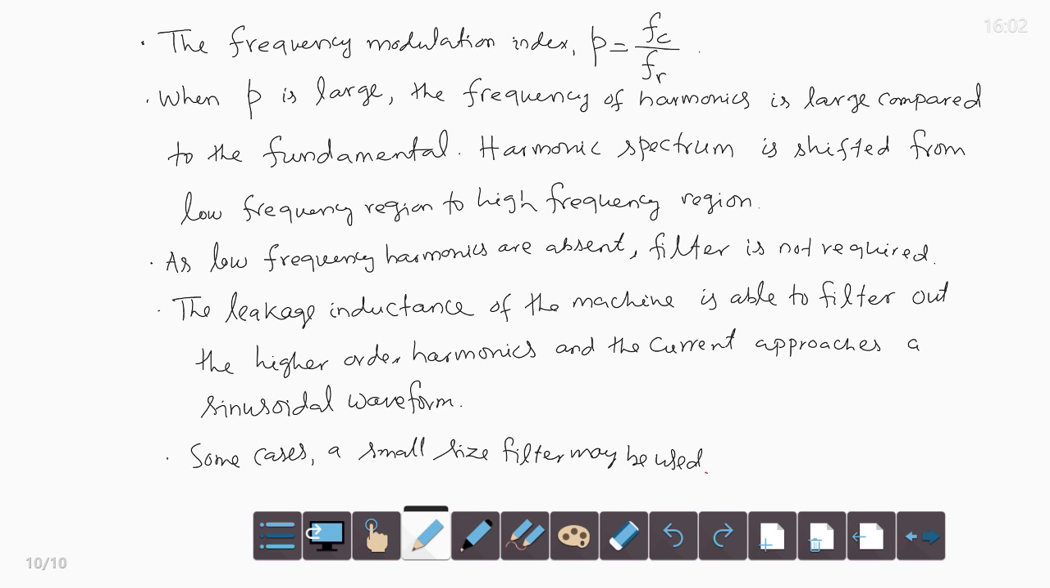When the frequency ratio, that is the frequency of the carrier by the frequency of the reference, is large, the frequency of the harmonics is large compared to the fundamental. So with this PWM, the harmonic spectrum is shifted from the low frequency region to the high frequency region. Low frequency harmonics are absent, so a filter is not required. Higher order harmonics are present, but they can be easily filtered by the leakage inductance of the machine, so the current approaches a sinusoidal waveform. In some cases, a small size filter may be used. Thank you for attention.